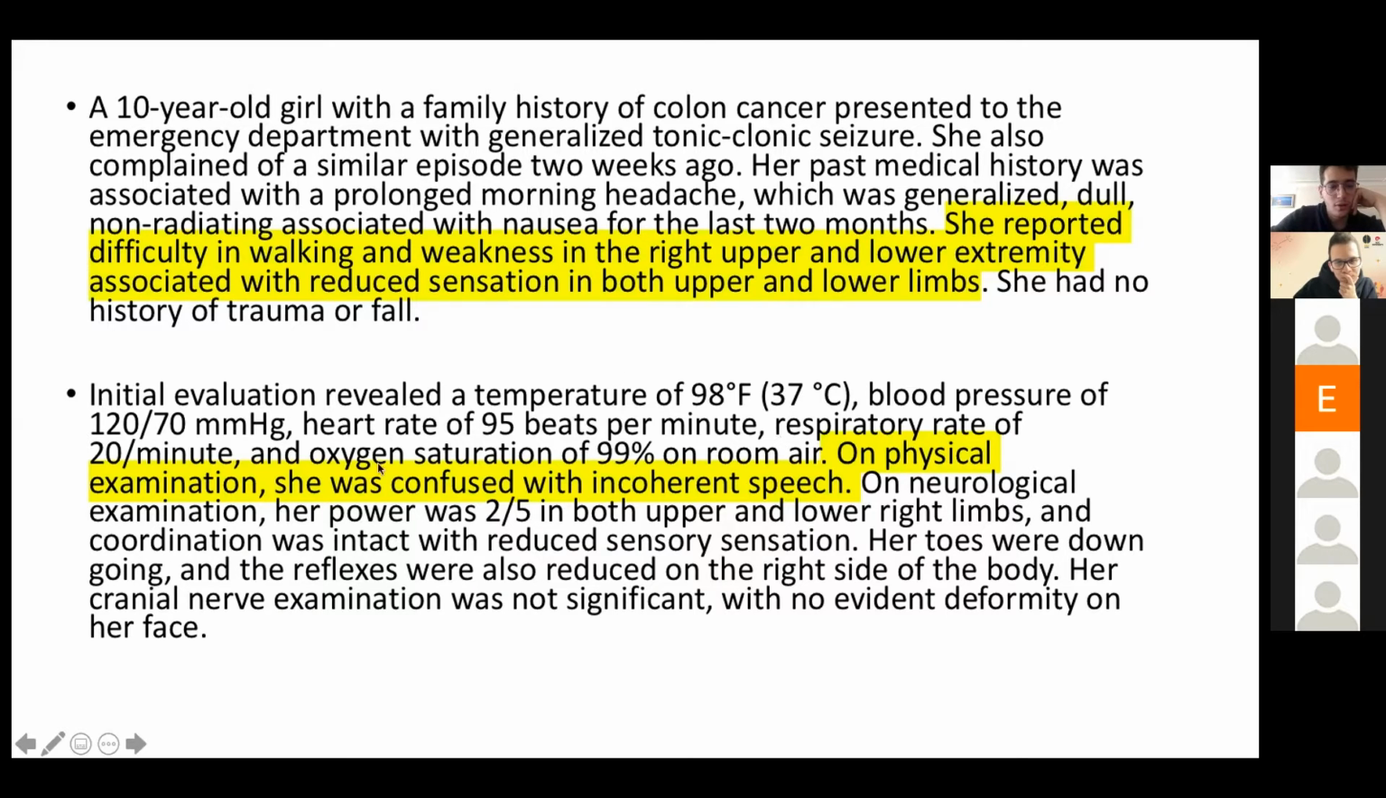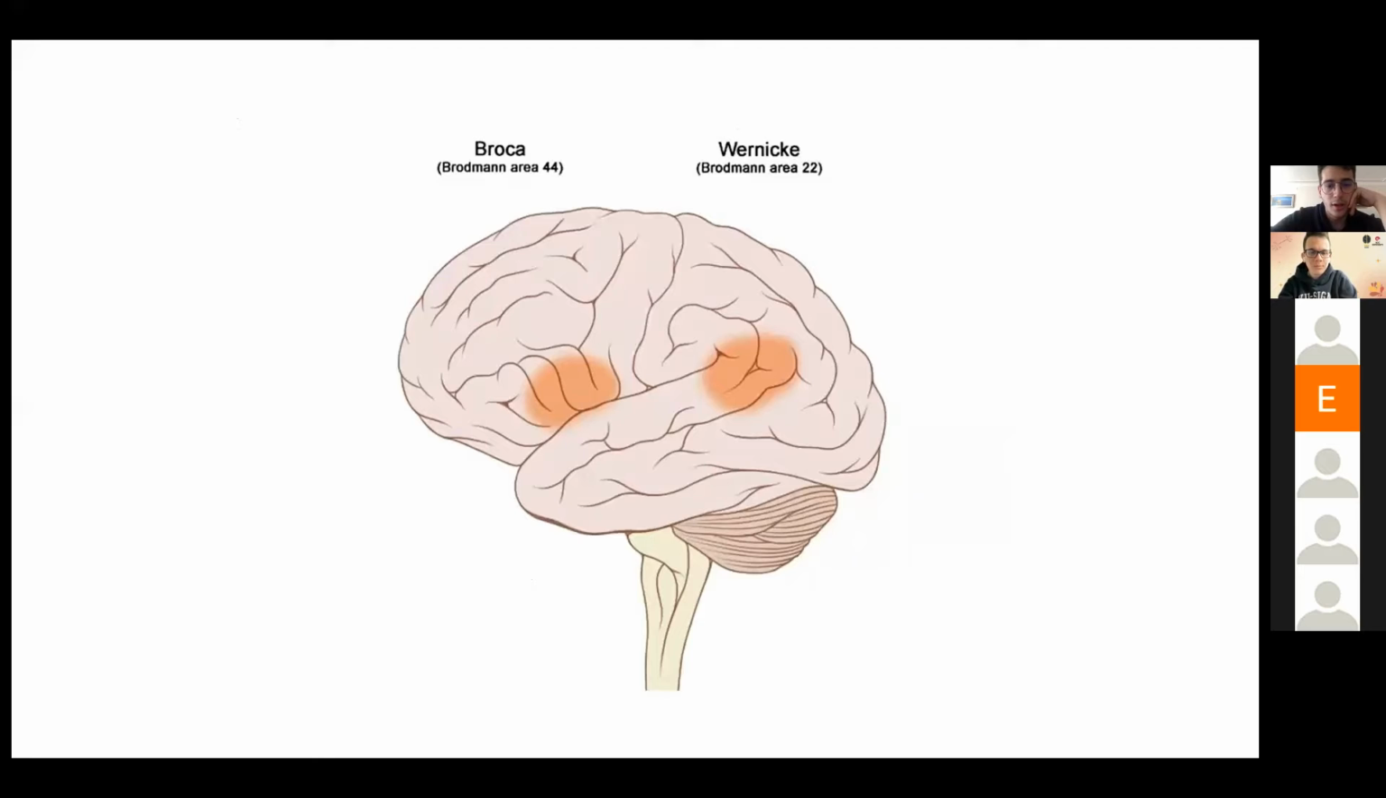Okay, just focus on: she was confused with incoherent speech. She is talking nonsensically. She can talk fluently but incoherently. And I'll give a little bit more clues. There are two speech centers, one is Broca and the other is Wernicke. One of them is in the temporal lobe, the other in the frontal lobe. I will show two videos to you, and I will ask which lobe or area it can be. Is it Wernicke's aphasia?